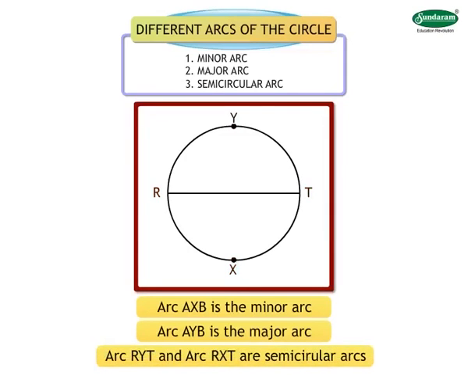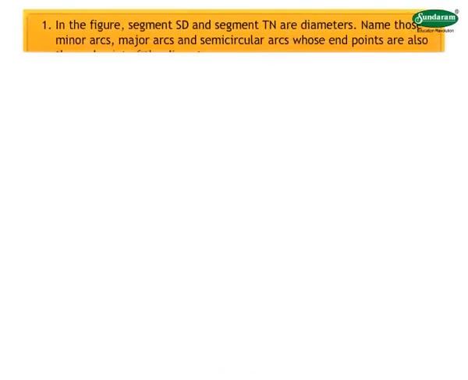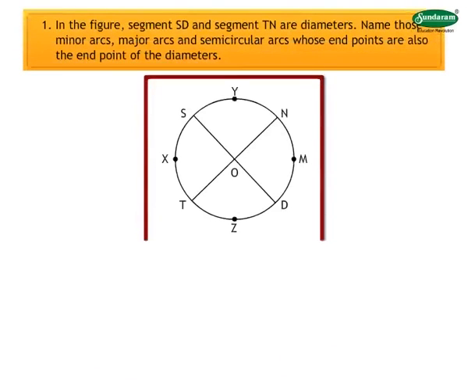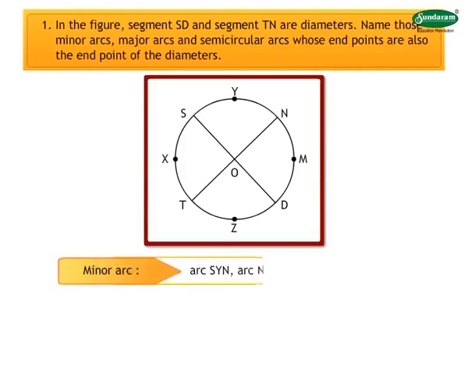Let us solve a few sums. 1. In the figure, segment SD and segment TN are diameters. Name those minor arcs, major arcs and semicircular arcs whose endpoints are also the endpoints of the diameters. Minor arcs are arc SYN, arc NMD, arc DZT and arc TXS.